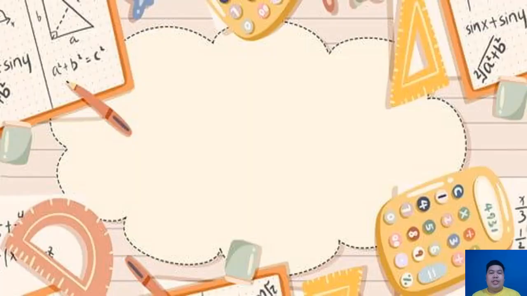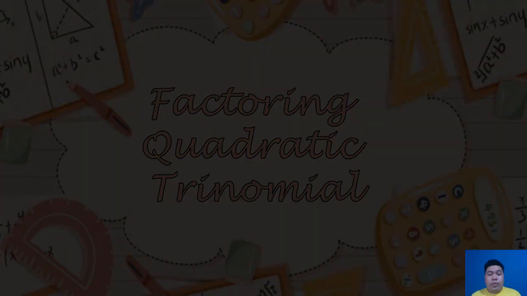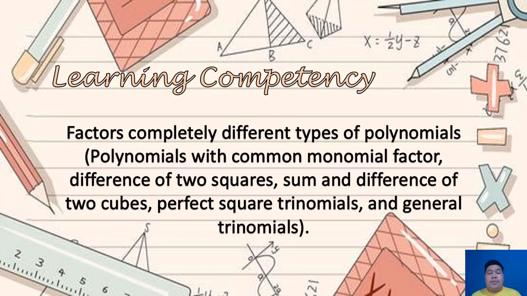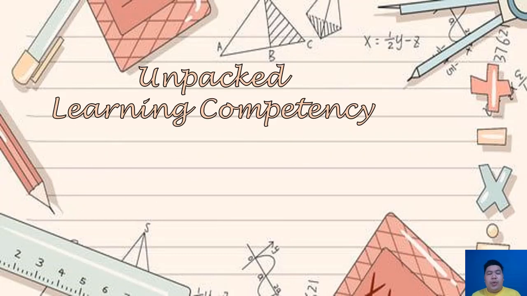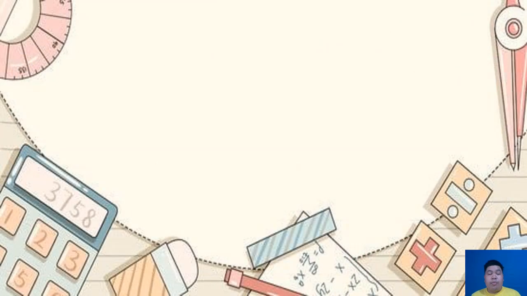Good day, students. For our next topic, we have the factoring of quadratic trinomials. Our learning competency here is to factor completely different types of polynomials: polynomials with common monomial factor, difference of two squares, sum and difference of two cubes, perfect square trinomial, and the general trinomials. We have here our unpacked learning competency, which is to factor the general or the quadratic trinomials.